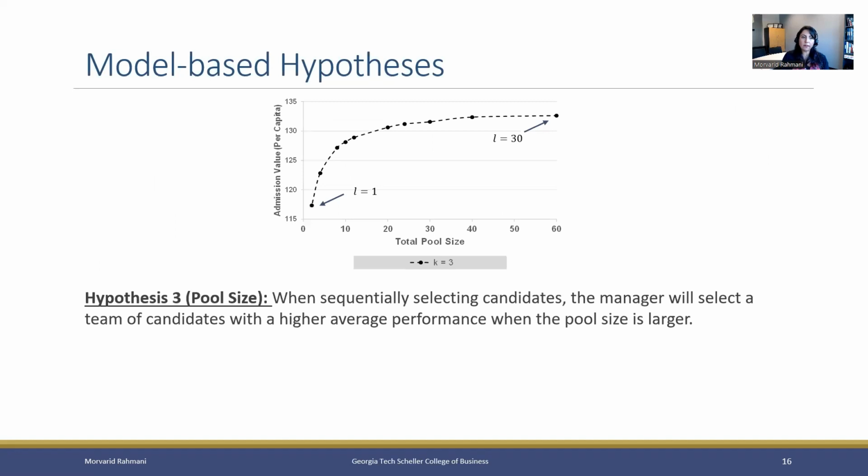Our next hypothesis is about the effect of pool size, where we show that in situations when the size of the pool is larger, the manager can basically select a team with a higher average performance. For instance, if the manager has to select 20 candidates out of 40, compared to situations where the manager had to select 10 out of 20 and then another 10 out of 20, we show that in the first scenario, the average performance of the selected team is going to be higher than in the second scenario. And this plot illustrates that result.